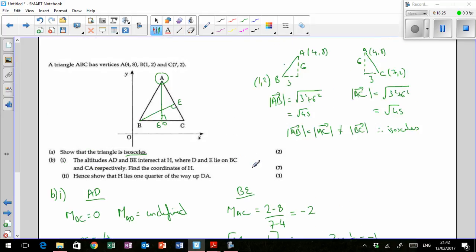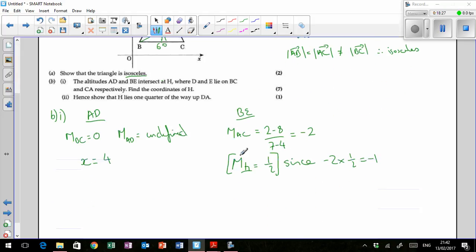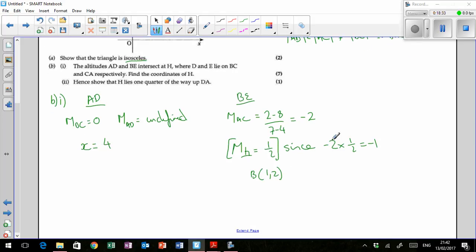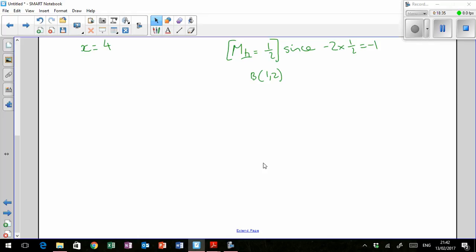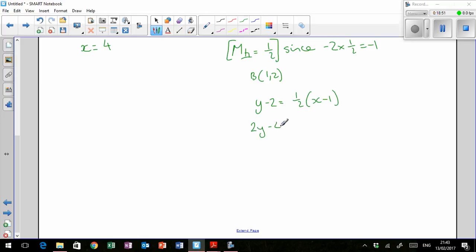We know the point B is (1, 2), which means you can jump into y minus b. So y minus 2 is equal to a half (x minus 1). So 2y minus 4 is equal to 1 times that bracket, so just x minus 1. So 2y is equal to x plus 3.